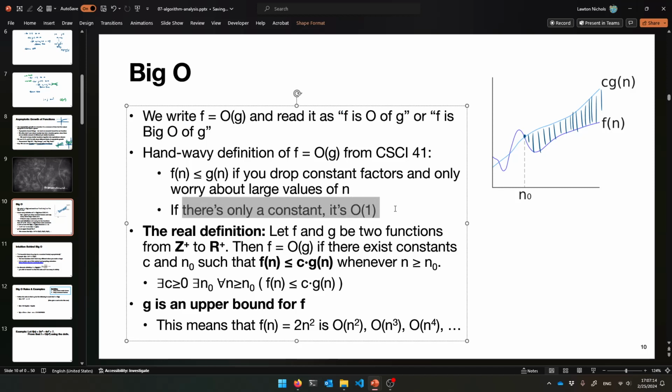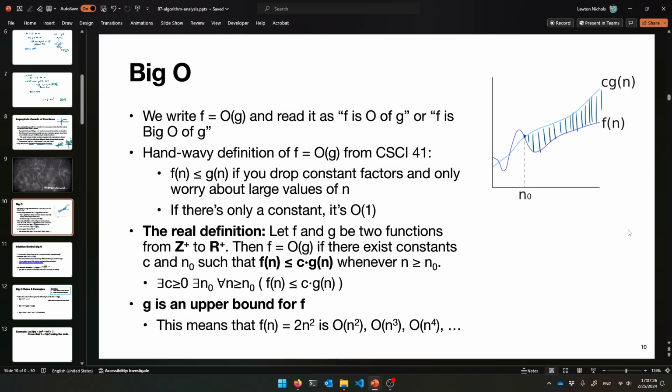There's only a constant at the end of all your dropping constant factors. If it's just a constant, we call it constant time. You just get rid of the constant and just say it's 1. So here's the real mathematical definition of what big O means. First of all, f and g need to be special kinds of functions. They're functions that take positive numbers to positive reals. That's usually what we're doing anyway.